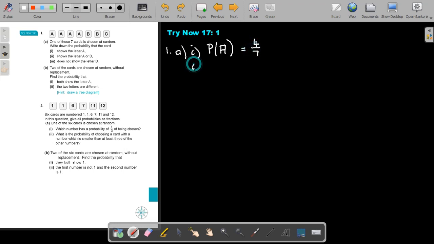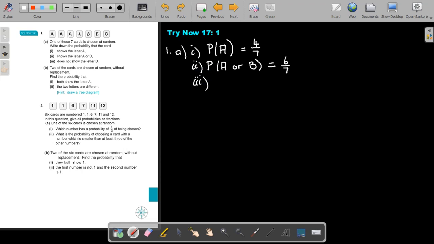The second one shows the letter A or B. Remember, it's addition, so you can say A is 4 out of 7, B, how many? 2 out of 7, and if you add it up, you're going to get 6 out of 7. But you can even count it there. You don't have to make it complicated. So A or B, there's the A's and B's: 1, 2, 3, 4, 5, 6. So it's going to be 6 out of 7. This is single, not difficult.